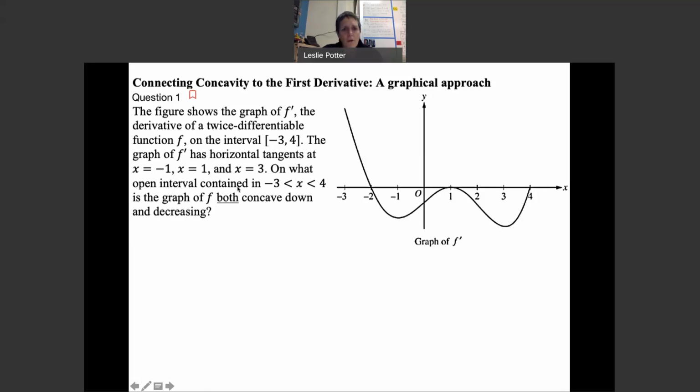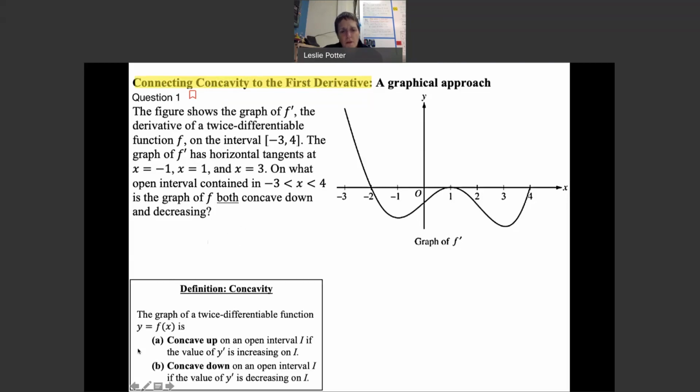On what open interval contained between -3 and 4 is the graph of the function both concave down and decreasing? So we don't have the function. We don't really know what it looks like. So we're going to have to rely on what we know about the first and the second derivative to find these domains. So that's why we are calling this connecting concavity to the first derivative. So here's our definition of concavity. You have this in your notes.